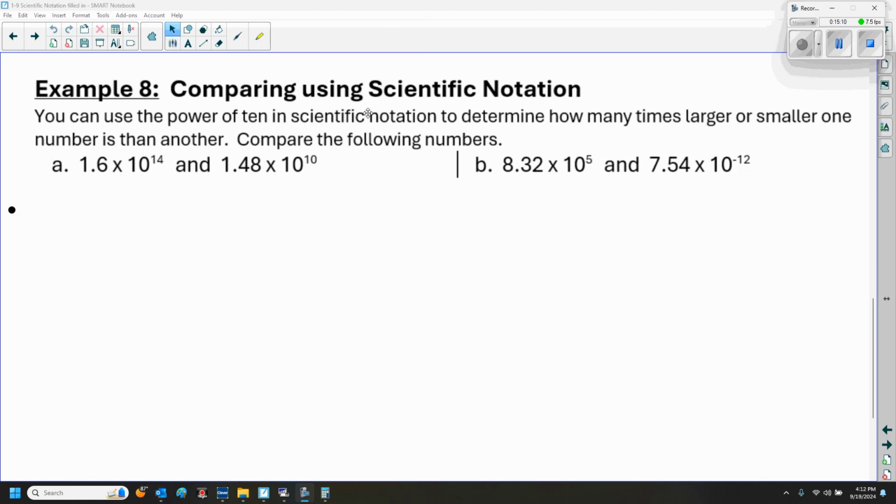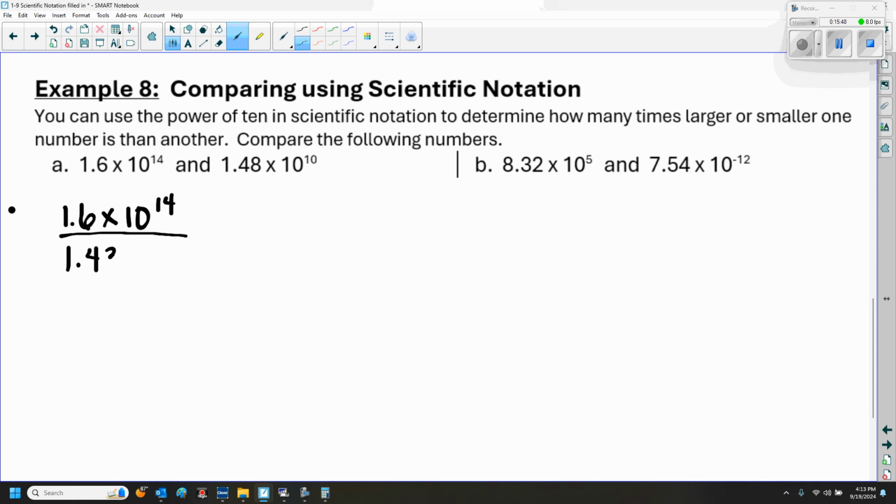So example 8 is comparing using scientific notation. So we want to compare these two numbers. I'm going to divide, because we're comparing how many times larger or smaller one is than the other. So we're going to divide this first number divided by the second number. So we've got 1.6 times 10 to the 14th over 1.48 times 10 to the 10th.